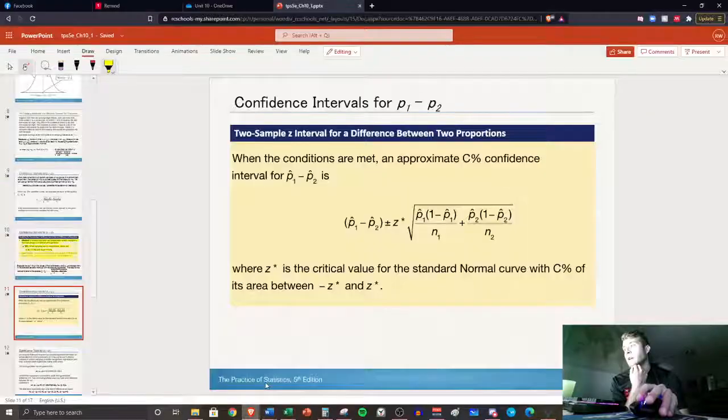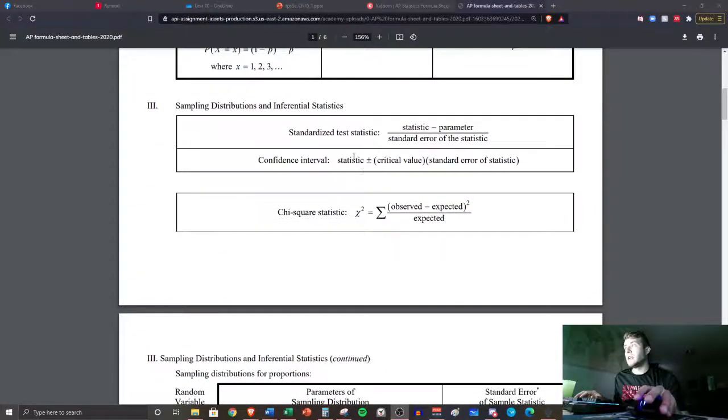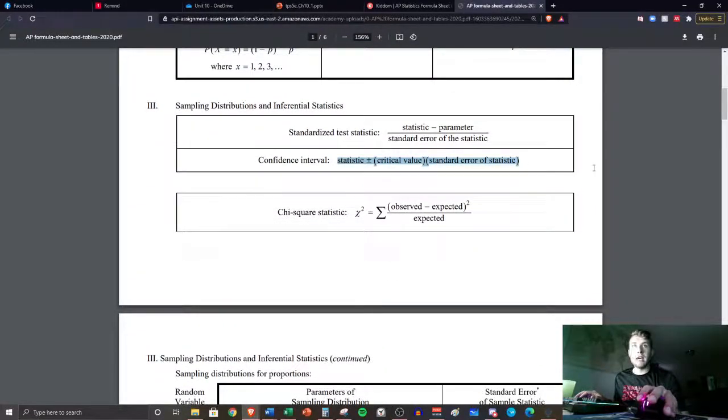Okay, so this will be our formula for the confidence interval, and I think we do have that, I'm pretty sure, in our formula sheet. Let me pull that up. Yes, so this is the confidence interval formula. We've always had that on there. It's the statistic plus or minus the critical value times the standard error.